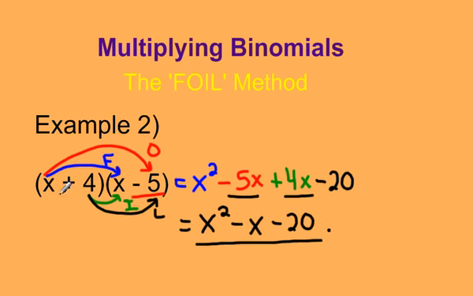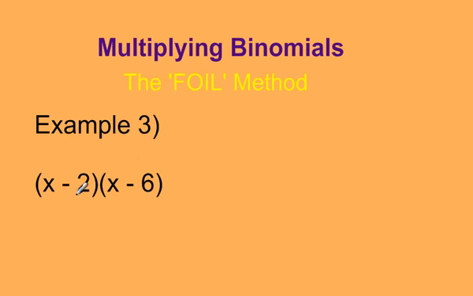We're going to look at one last example. This one has two negatives in the brackets. So let's see how this works. Using the FOIL method, F stands for first. So we have the first term in this binomial multiplied by the first term in this binomial. We have x times x is x squared. O in FOIL stands for outside. So we're going to take the two outside terms and multiply them together. Now we have positive x times negative 6. Positive times a negative gives us a negative, and it's 6x.